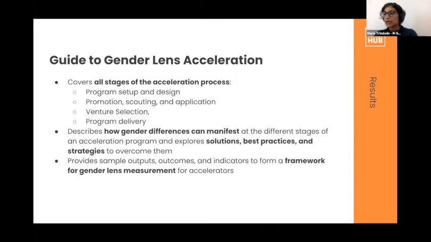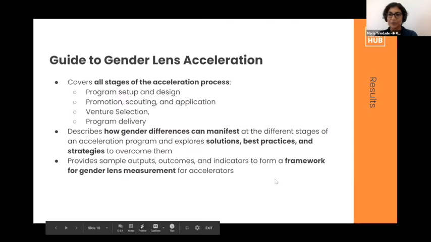To overcome some of the challenges our research showed, we developed a guide to gender lenses in acceleration, covering all the stages of a program setup. Justin, our impact measurement and evaluation specialist, and a crucial member of the team that put this research together, will be showing you now.